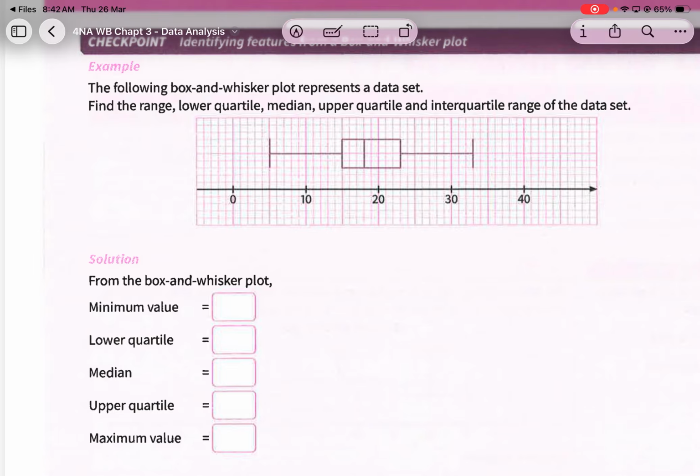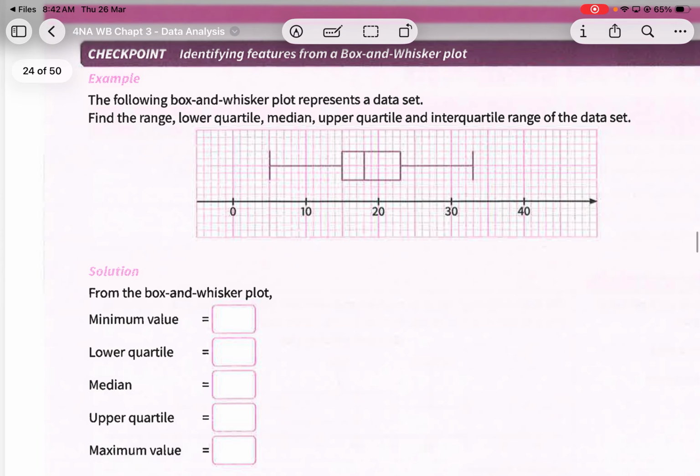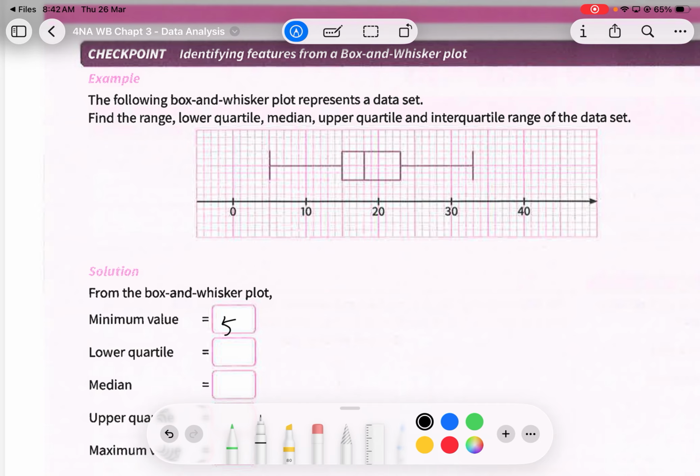Can? So let us take a look at the next page. Read the minimum value. Minimum value means the leftmost vertical line. So this value here is 5. Then they just want you to write down 5. Lower quartile. Okay? After the minimum value is the lower quartile, 25 percent. So it's this one, at the edge of the box. So here is 15.